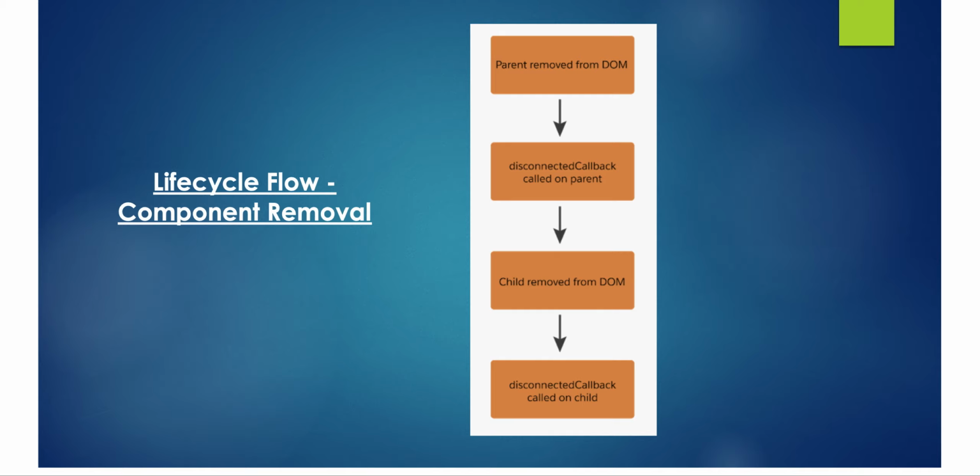So make sure, when you're writing any code and trying to reference something, suppose you have written something in the disconnectedCallback in your child, at that time the parent has already been removed, so you will not be able to access it in your DOM. But if you write something on the parent to interact with the child, the child will still be there, so you can do that. Yeah, so this is the flow taken.